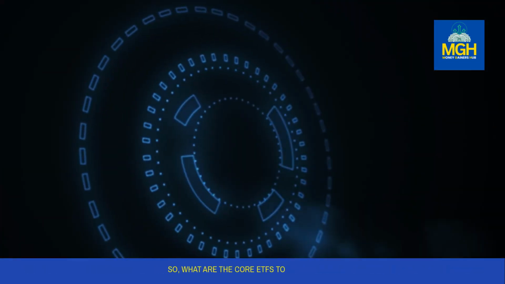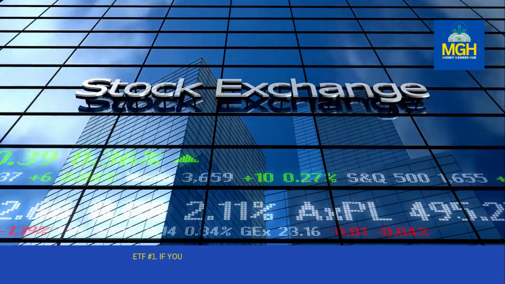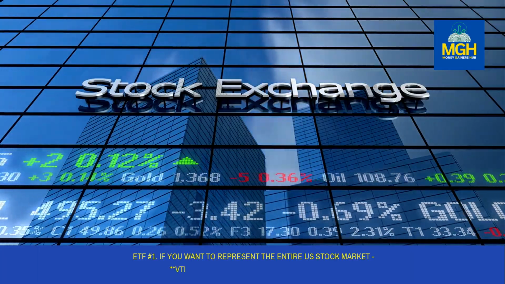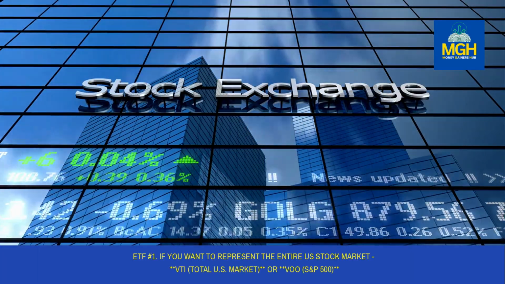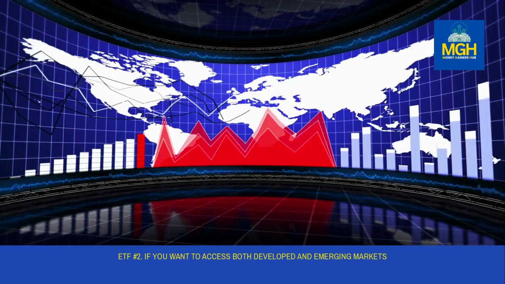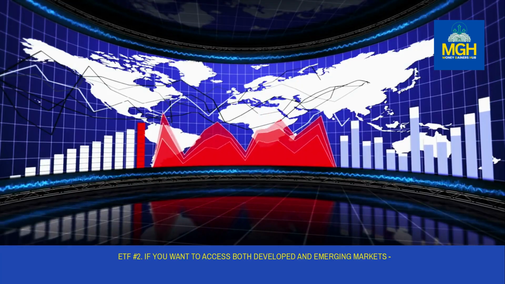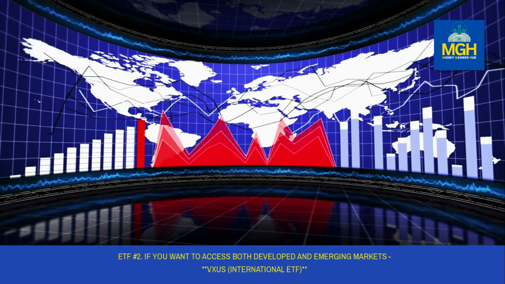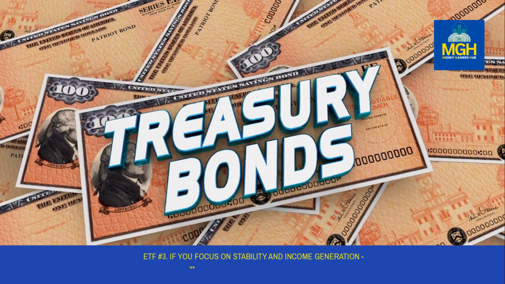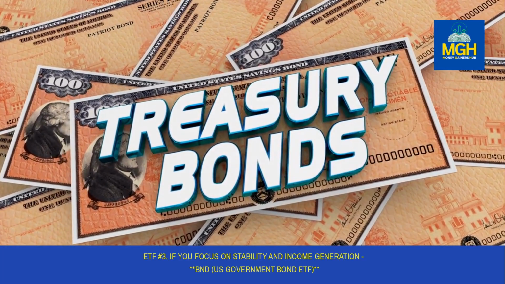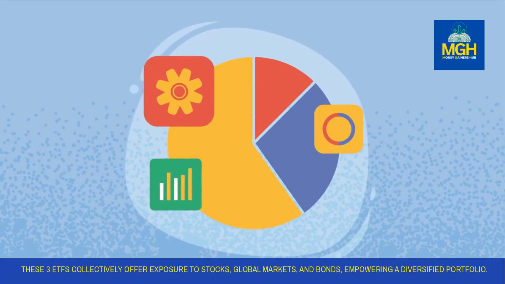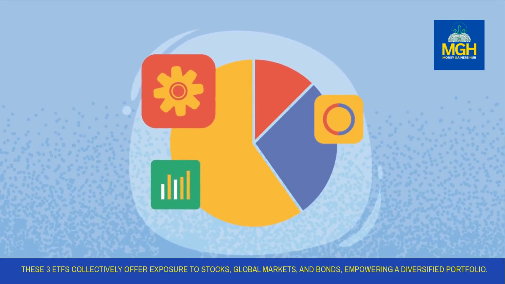So what are the core ETFs to incorporate? ETF number 1. If you want to represent the entire U.S. stock market, VTI, Total U.S. Market, or VOO, S&P 500. ETF number 2. If you want to access both developed and emerging markets, VXUS, International ETF. ETF number 3. If you focus on stability and income generation, BND, U.S. Government Bond ETF. These 3 ETFs collectively offer exposure to stocks, global markets, and bonds, empowering a diversified portfolio.